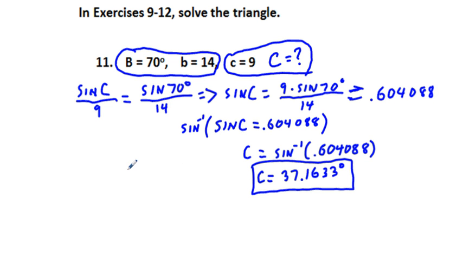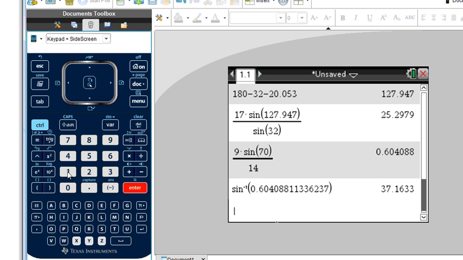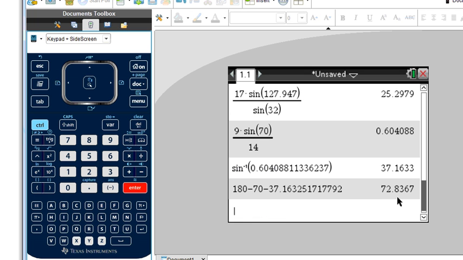We want to find out now what angle A is. And angle A is going to be equal to 180 degrees minus 70 degrees, which is angle B, minus angle C, which is 37.1633. So A is going to be equal to, we can go to our calculator, take 180 minus 70 minus, control A and S, and so we get 72.8367 degrees.